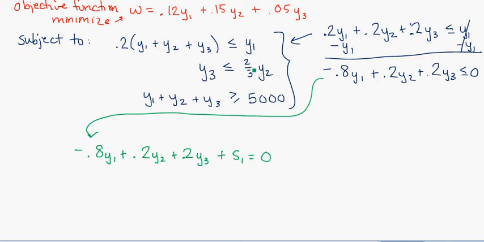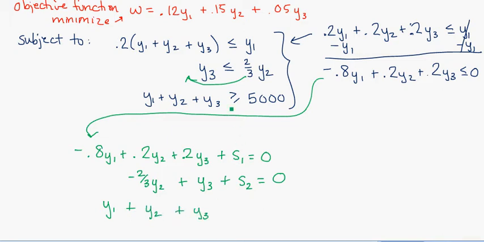This equation right here, I'm going to subtract the 2/3 over to the other side. So I'm going to have a negative 2/3 y2 plus y3. And again, because it's less than or equal to 0, there's some other potential slack that I might need to add here to get it equal to 0. And then finally, I take this third inequality here. So y1 plus y2 plus y3. This is greater than or equal to 5,000. So there could be some surplus. We're going to subtract off S3 to make it equal to 5,000.